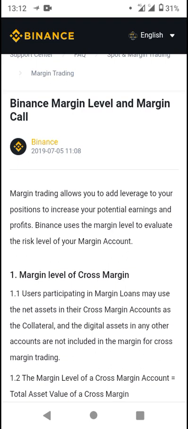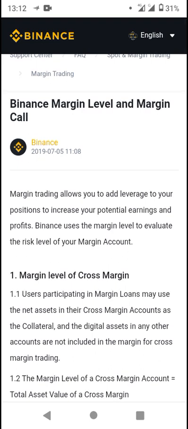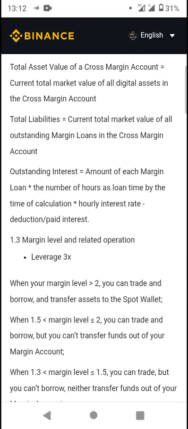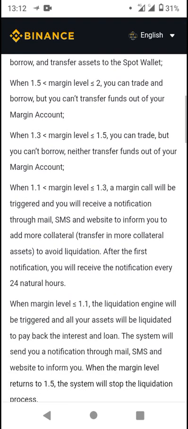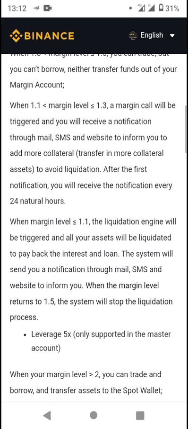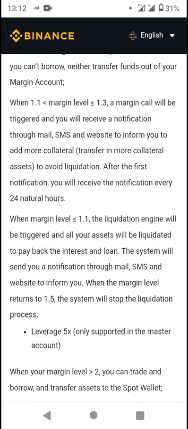Binance uses the margin level to evaluate the risk level of your margin account. For a quick scenario, the margin level or risk level or liquidation point is the point at which your assets could get liquidated.